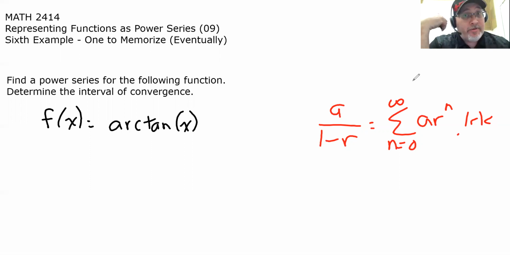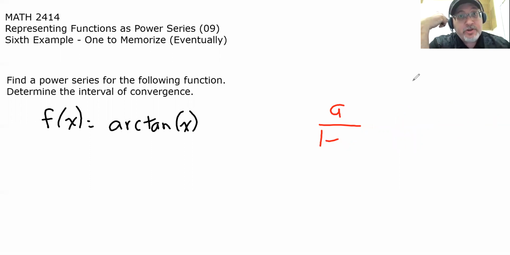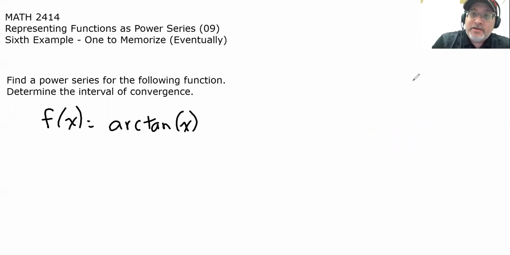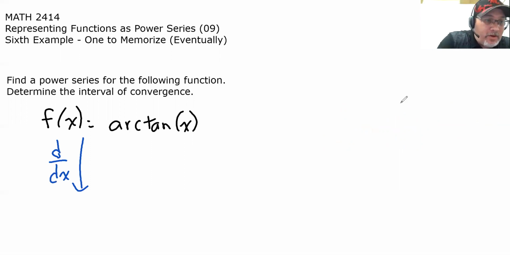So, do you know the derivative of arctangent? You should. Let's take the derivative of arctangent. So we're going to start this journey by taking the derivative. Guess how we're going to end it? By undoing the derivative. So at the end, get ready to integrate. The derivative of arctangent is 1 over 1 plus x squared.